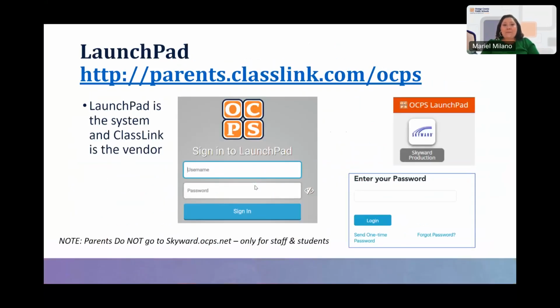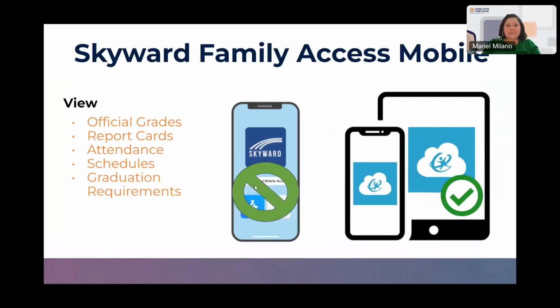Again, when you go to parents.classlink.com, you're going to enter your cell phone number or email address and your password. Then you're going to click on Skyward. You don't want to use the Skyward mobile app. That's not for OCPS families. Our ClassLink Launchpad mobile app, though, is something that you can use.